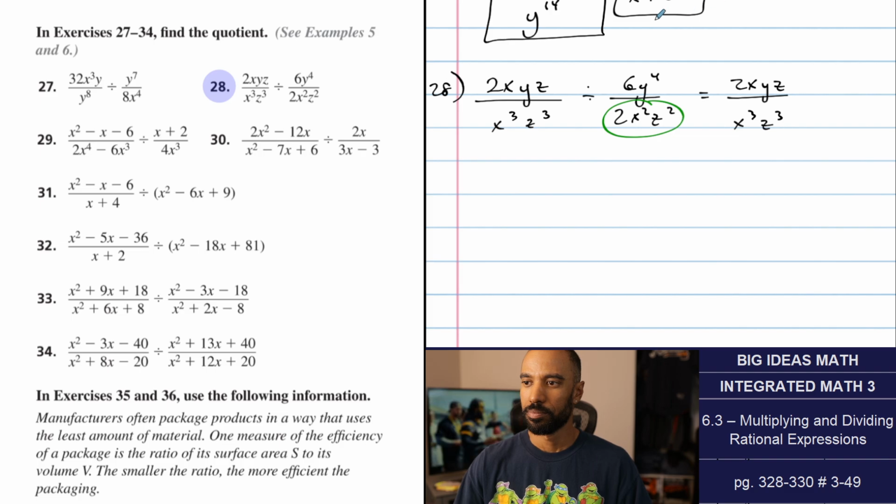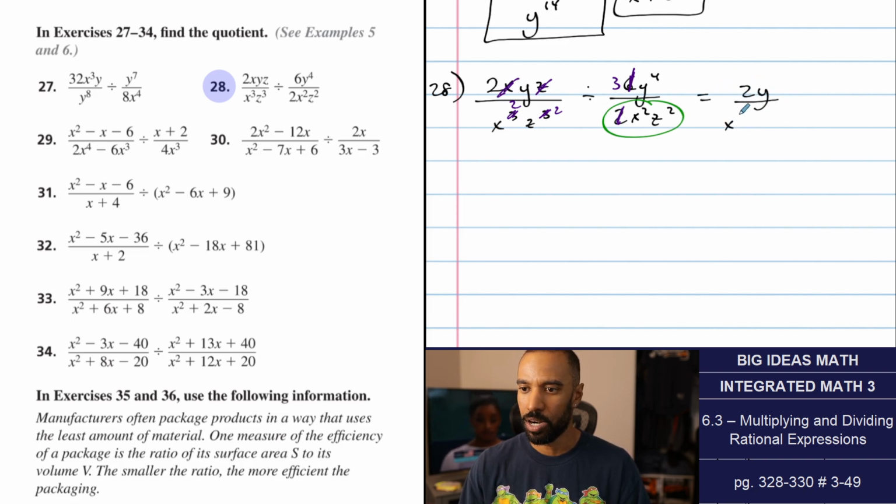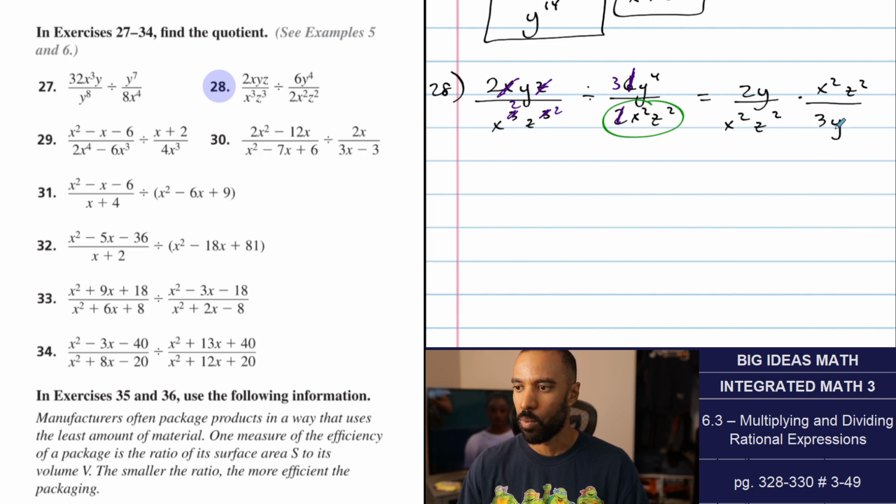Now we will flip 2xyz over x cubed z cubed. You know what though? Before I do any flipping, let's reduce things that we can right now. 6 over 2 is 3. X over x cubed is x squared. Z over z cubed is z squared. The z squared is on bottom, I should say. So now we have 2y over x squared z squared times, and now this flip, x squared z squared over 3 y to the fourth.